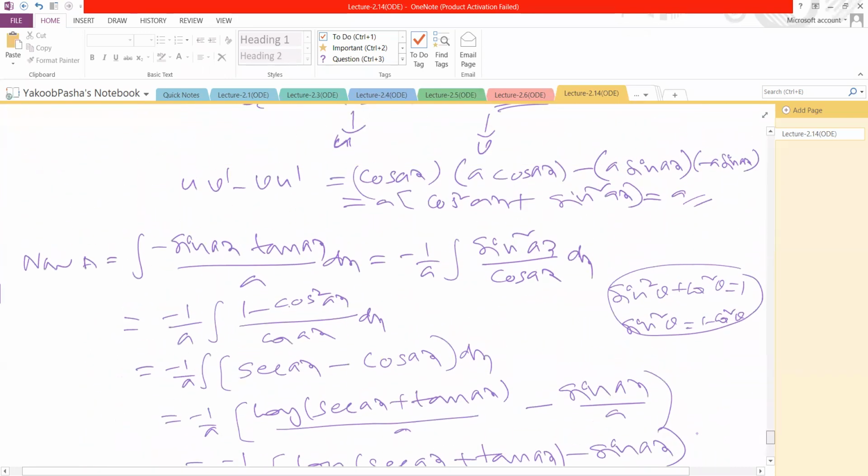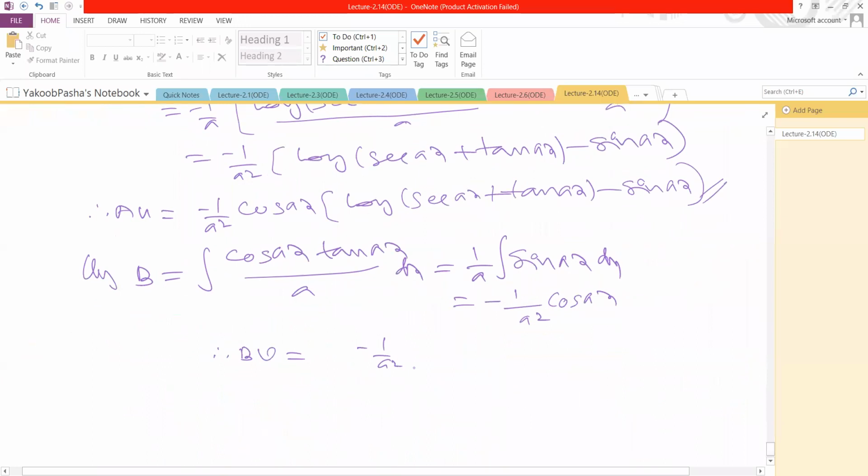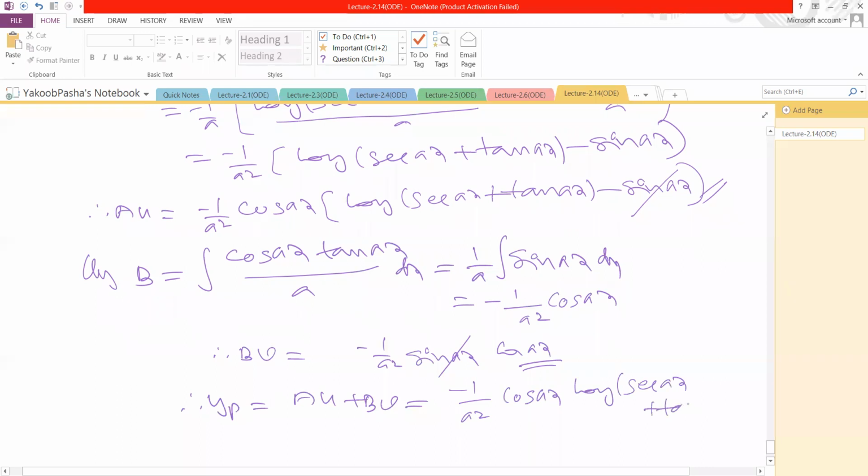B equal to, we have sin ax, into the already present cos ax. This is the BV value. Now while adding, YP means AU plus BV. While adding these two, you can see minus of 1 by A square cos ax minus sin ax, and the minus plus term and this minus term will be cancelled. Remaining is minus 1 by A square cos ax log of secant ax plus tan ax.